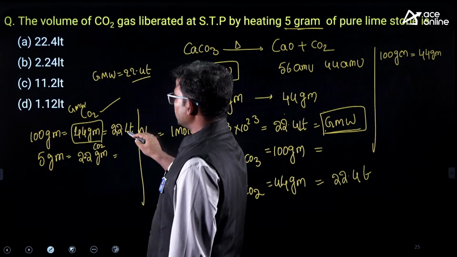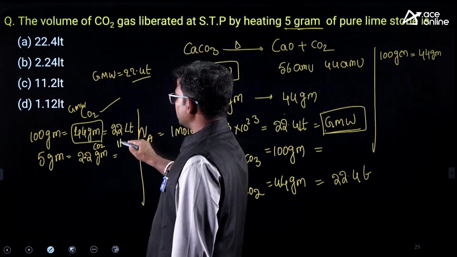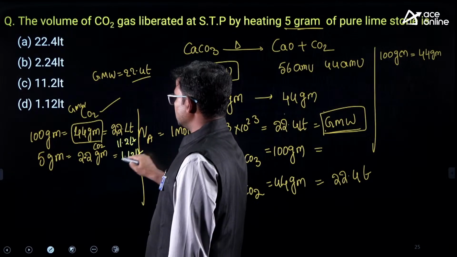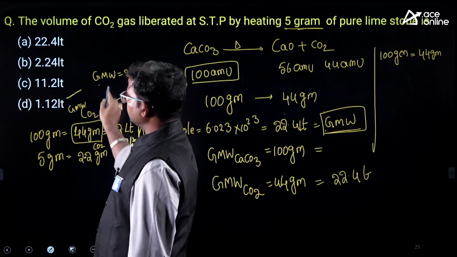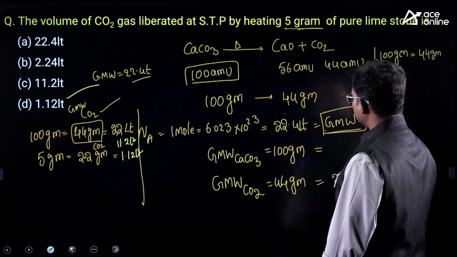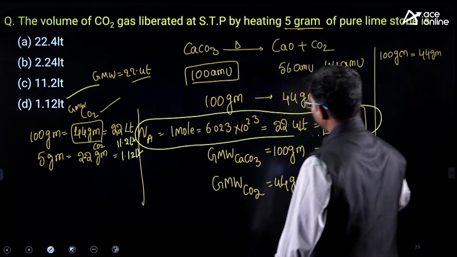Yes, so 22.4 liters, half of the amount, 11.2 liters. Next, divided by 10, 1.12 liters. Okay, so that's why 1.12 liters is the right answer. Option D is the right answer. So guys, here we just used this equation in different form.